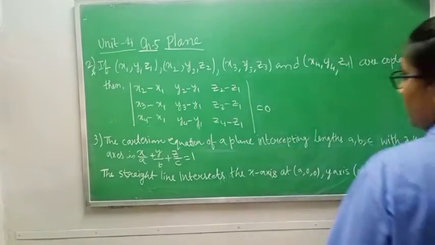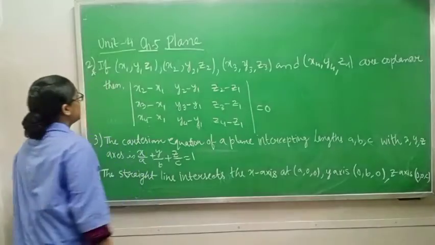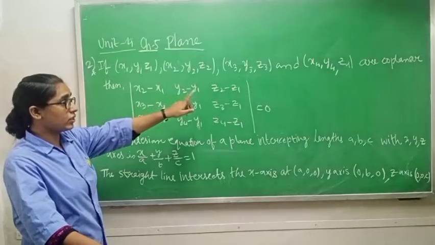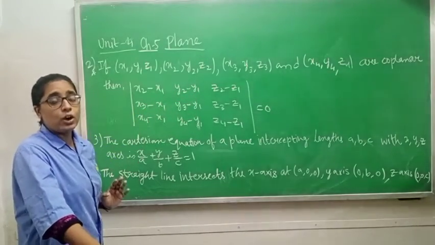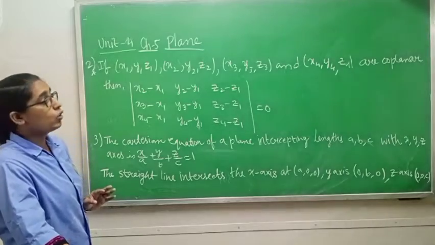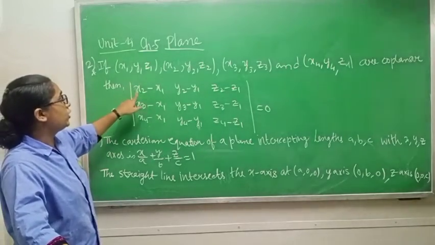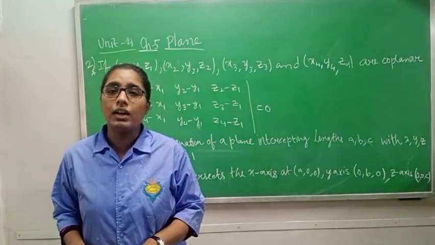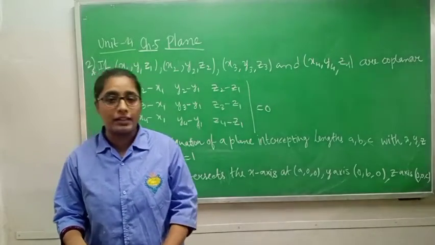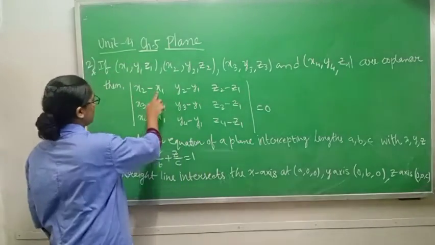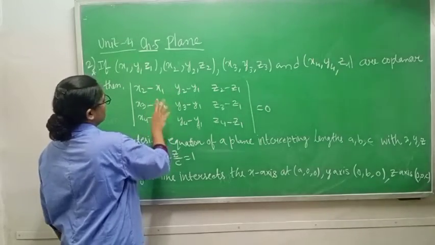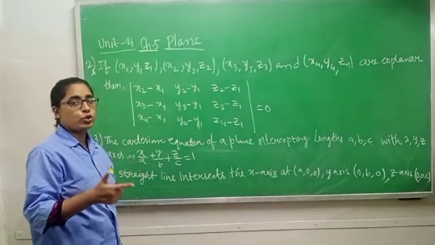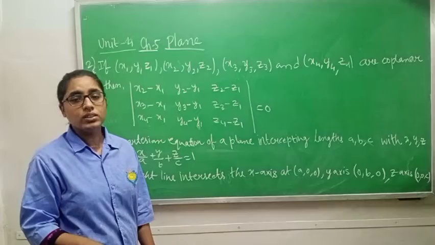Now class 12, see point 2 only. In this point, if (x1, y1, z1), (x2, y2, z2), (x3, y3, z3) and (x4, y4, z4) — how many points are there? 4 points are there. If they are coplanar, then the determinant of this will be 0. Suppose 3 points are given to you and they ask you to find the equation if they are coplanar. So in place of x1, x2, x3 you will put the values and you will get an equation in terms of x4, y4, z4. It means that you will get one equation.